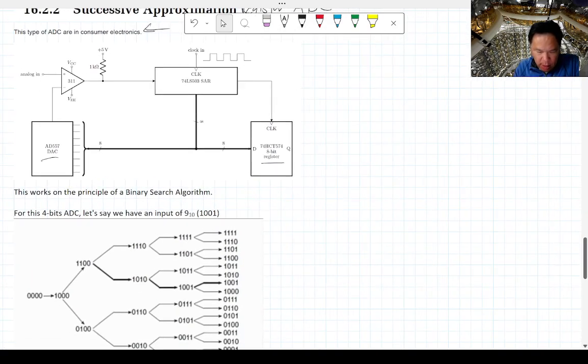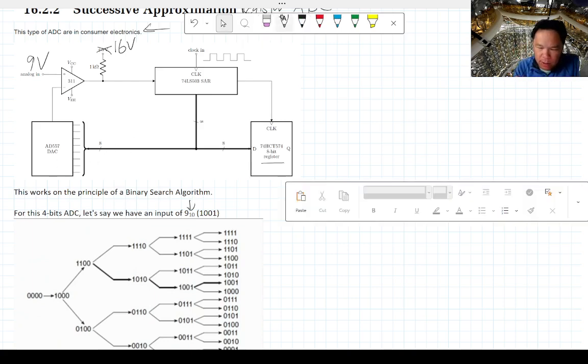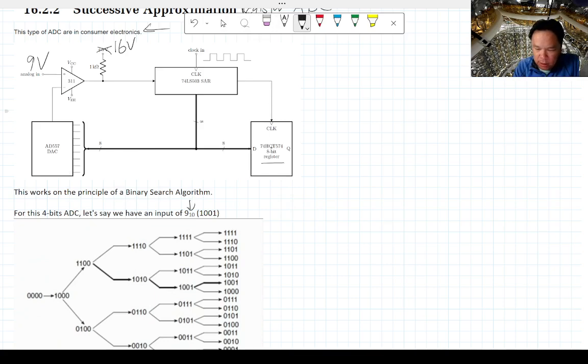Okay, let's say we're doing a 4-bit analog to digital conversion, and the input is 9. Let's set this voltage at 16. Usually you don't want to go that high, but I just want simple numbers. I don't want to deal with fractions. All right, so how does this 9 get converted into a bunch of ones and zeros?